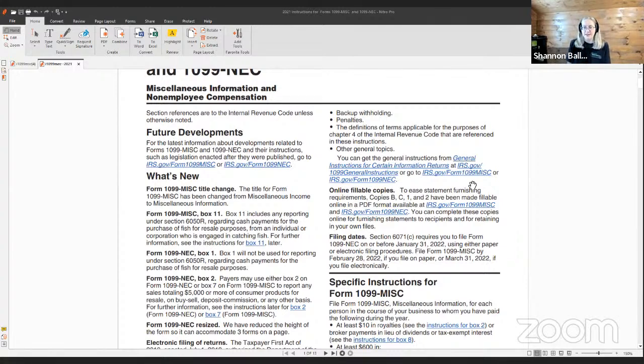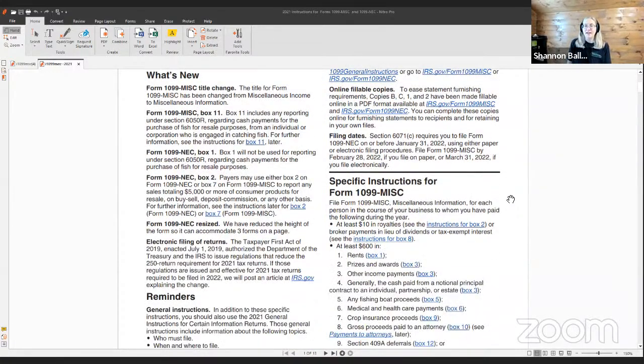Online fillable copies. To ease statement furnishing requirements, copies B, C, 1, and 2 have been made fillable online in a PDF format at irs.gov/form1099miscellaneous and irs.gov/form1099NEC. You can complete these copies online for furnishing statements to recipients and for retaining for your own files.